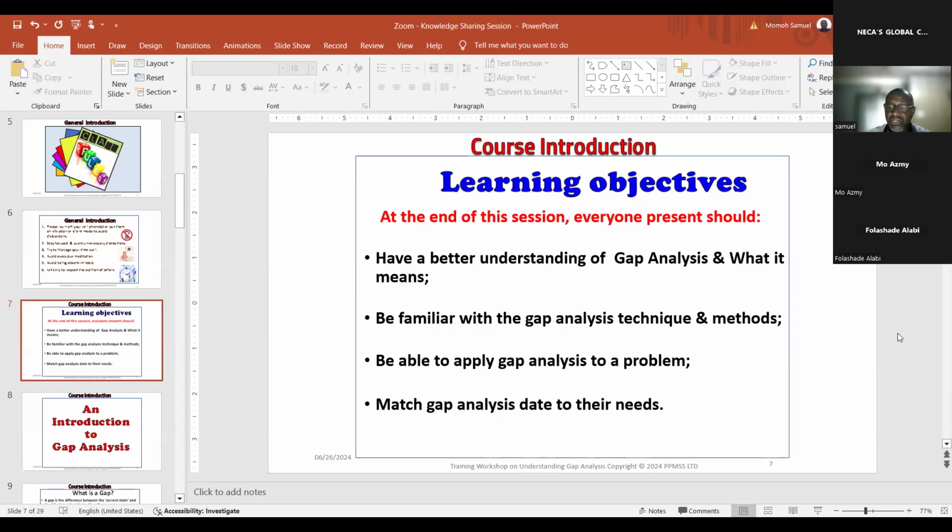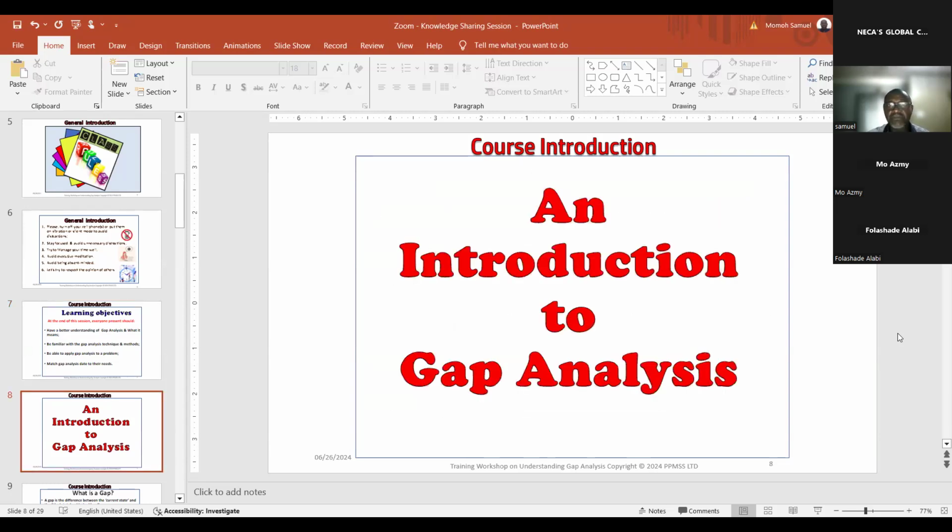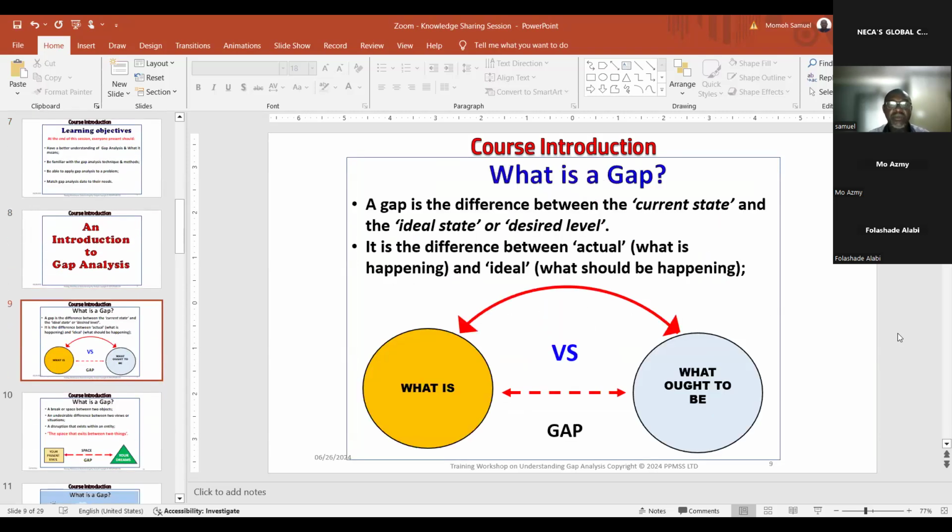So let me go straight to the introduction, gap analysis. I'll start by sharing with us my little knowledge of what gap is. There's this saying that where the purpose of a thing is not known, abuse is inevitable. So I like to start by taking you straight to the subject matter. What exactly is gap? Because everything centers around gap analysis. So let's start with gap.